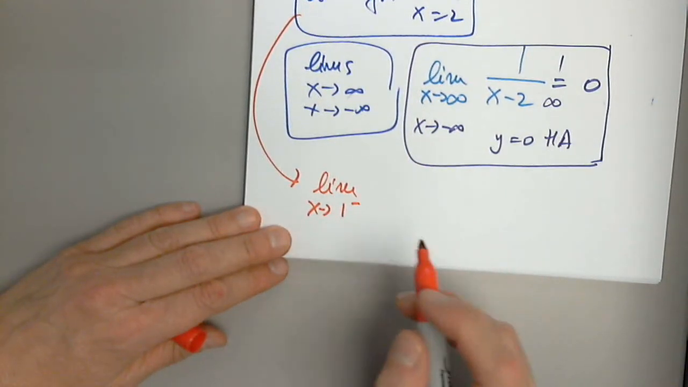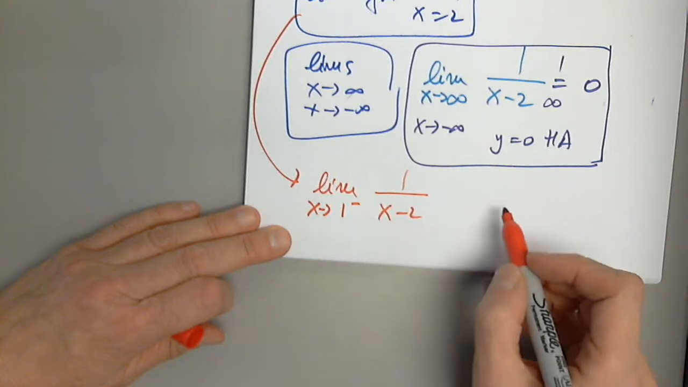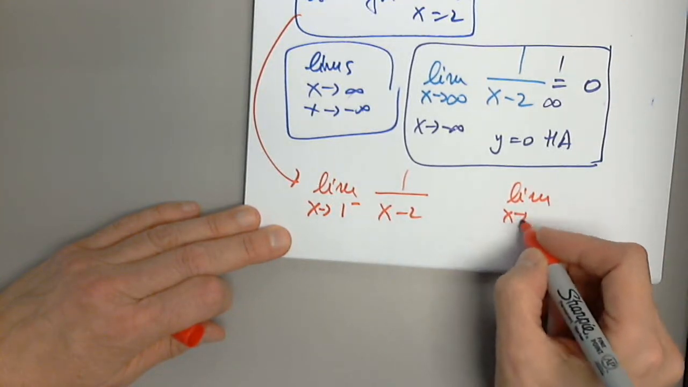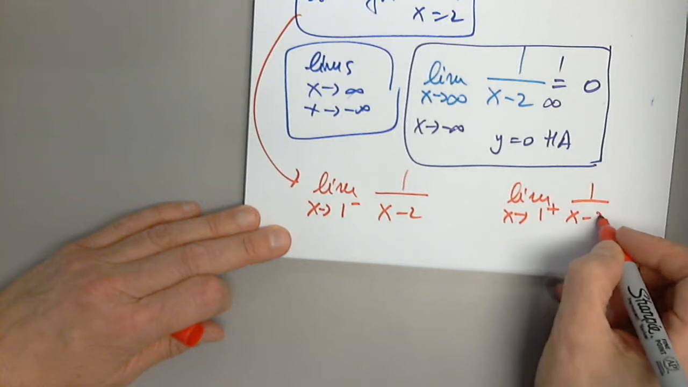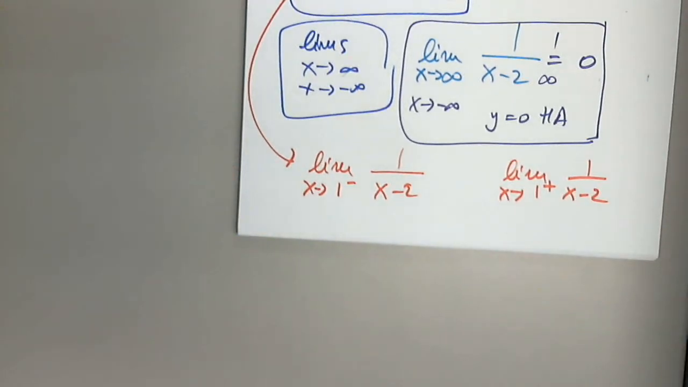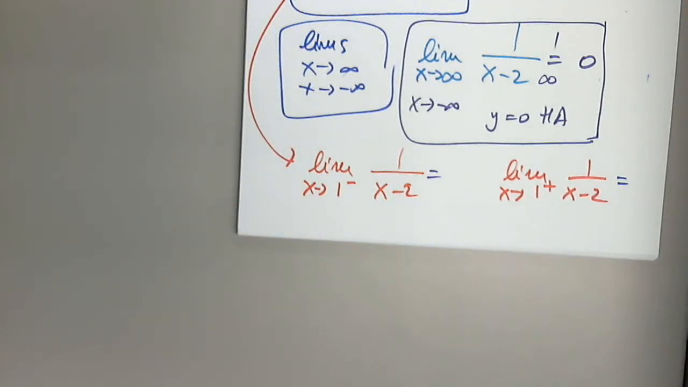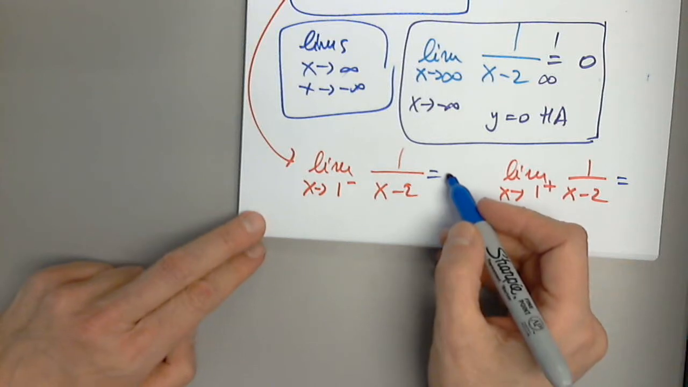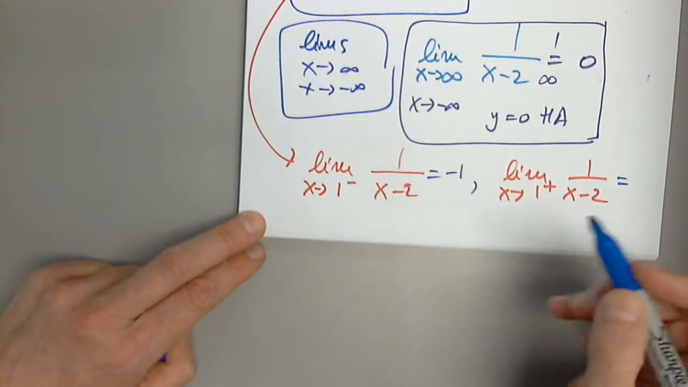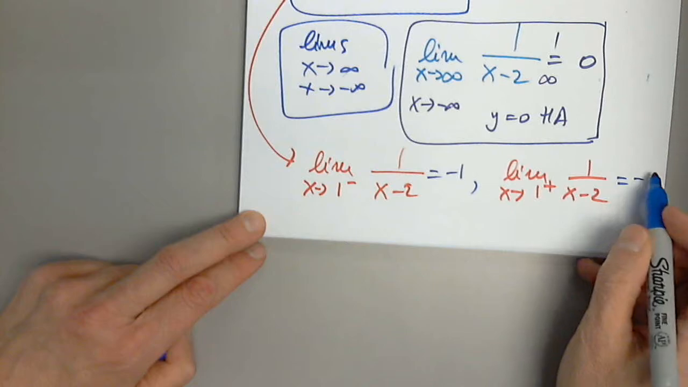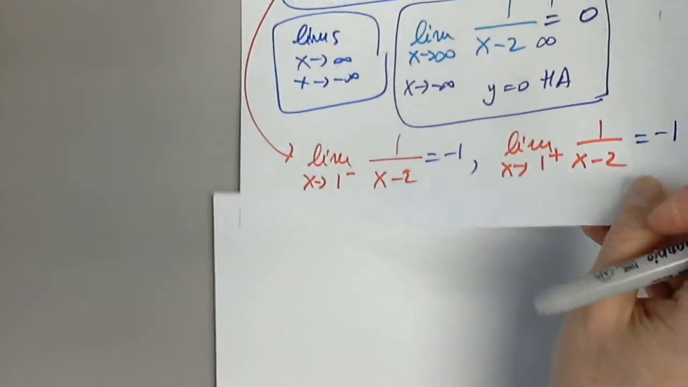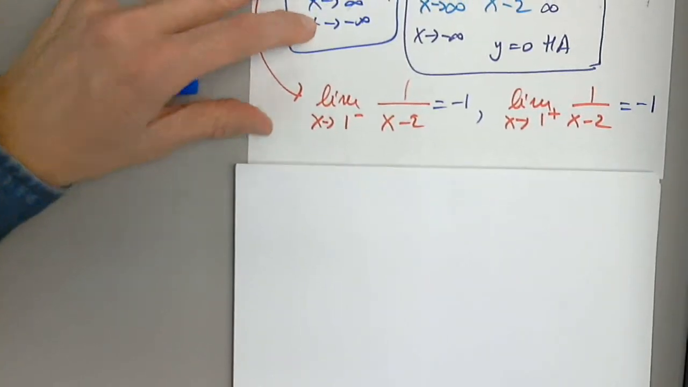Good. So now I have to continue with the limit as x approaches 1 from the left of 1 over x minus 2, and the limit as x approaches 1 from the right of 1 over x minus 2. These are my next steps, for x equals 1. So what is this answer, and what is this answer? What do we get? Good. So what do we conclude? Is x equals 1 a vertical asymptote?